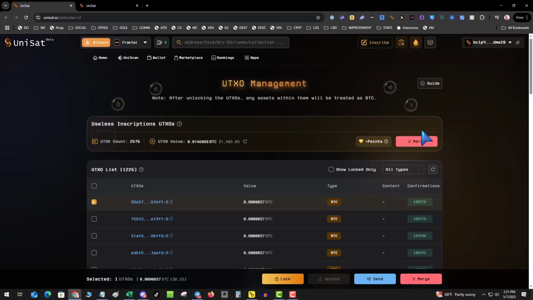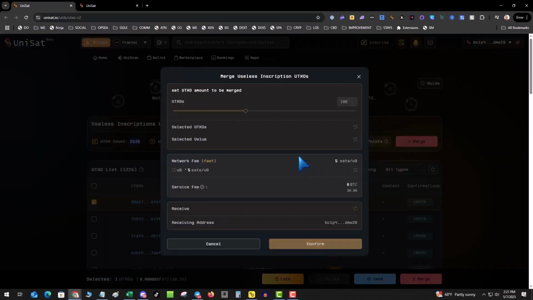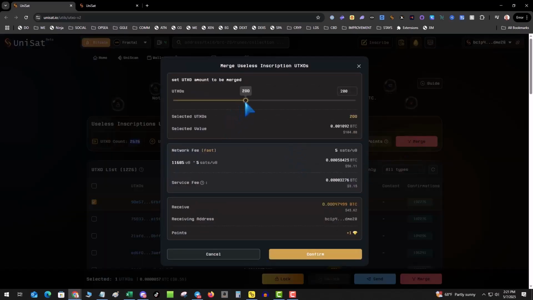Be careful on this. If you have some ordinals, like picture ordinals, don't spend them as money. My recommendation, don't get wrecked: if you have some cherished ordinals, like pictures, NFTs, I would move those to a different wallet before you do this. I originally had 4,000 UTXOs from minting a bunch of sats. You simply go over here, you hit merge. It starts at 200, let it do its calculations. I'm going to go max 500.